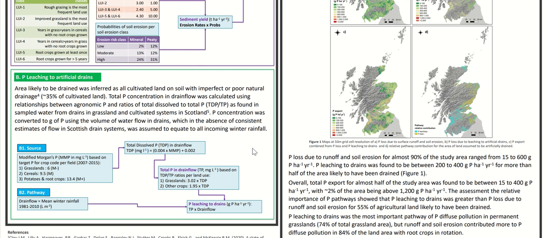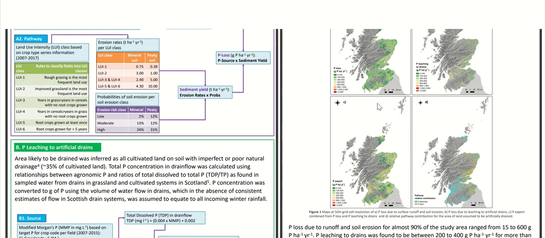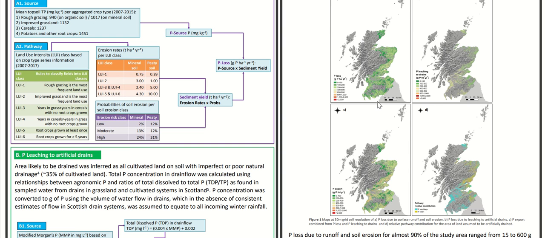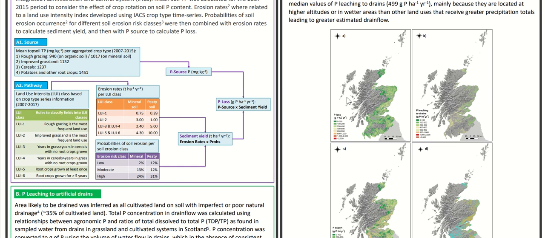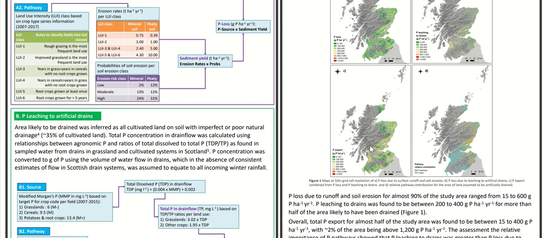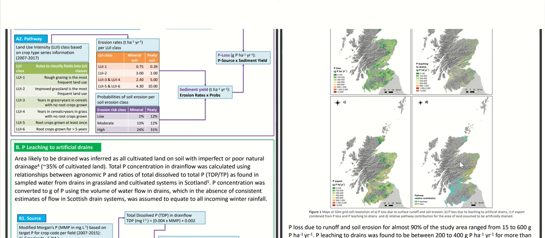This process gave us harmonized maps of P loss in grams per hectare per year for the surface runoff pathway, for leaching to drains in the area assumed to be artificially drained, for total P export combining those two maps, and then for the relative importance of the pathways in the area likely to be drained.